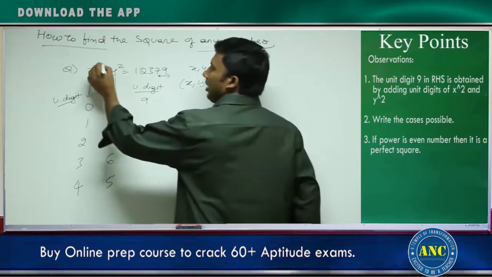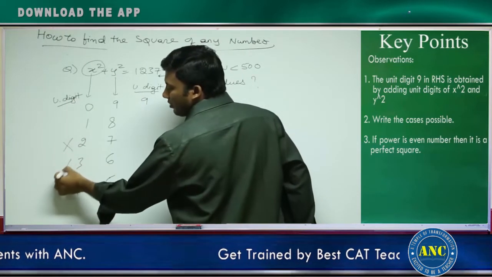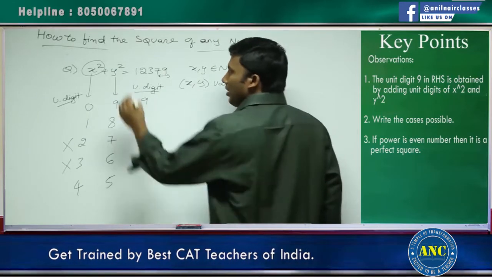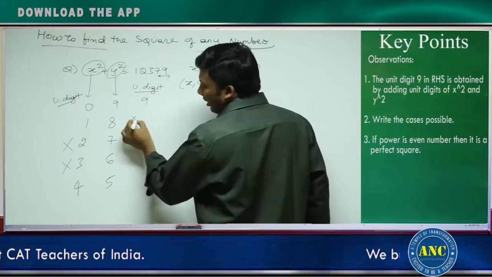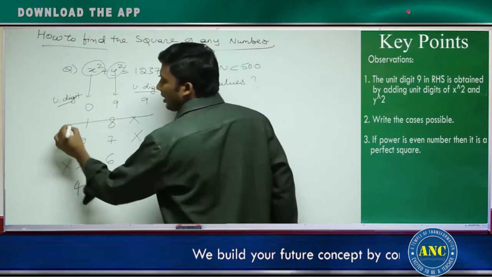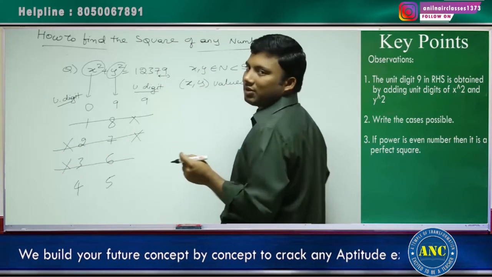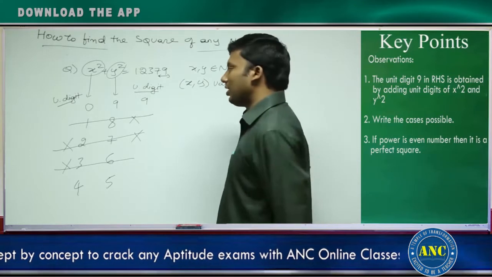Now observe carefully. x square is a perfect square. Does a perfect square end with 2 or 3? No. These cases are eliminated. y square is also a perfect square. Does a perfect square end with 7 or 8? No. That means we have cancelled this case and this case, because of the logic that a perfect square never ends with 2, 3, 7 or 8.